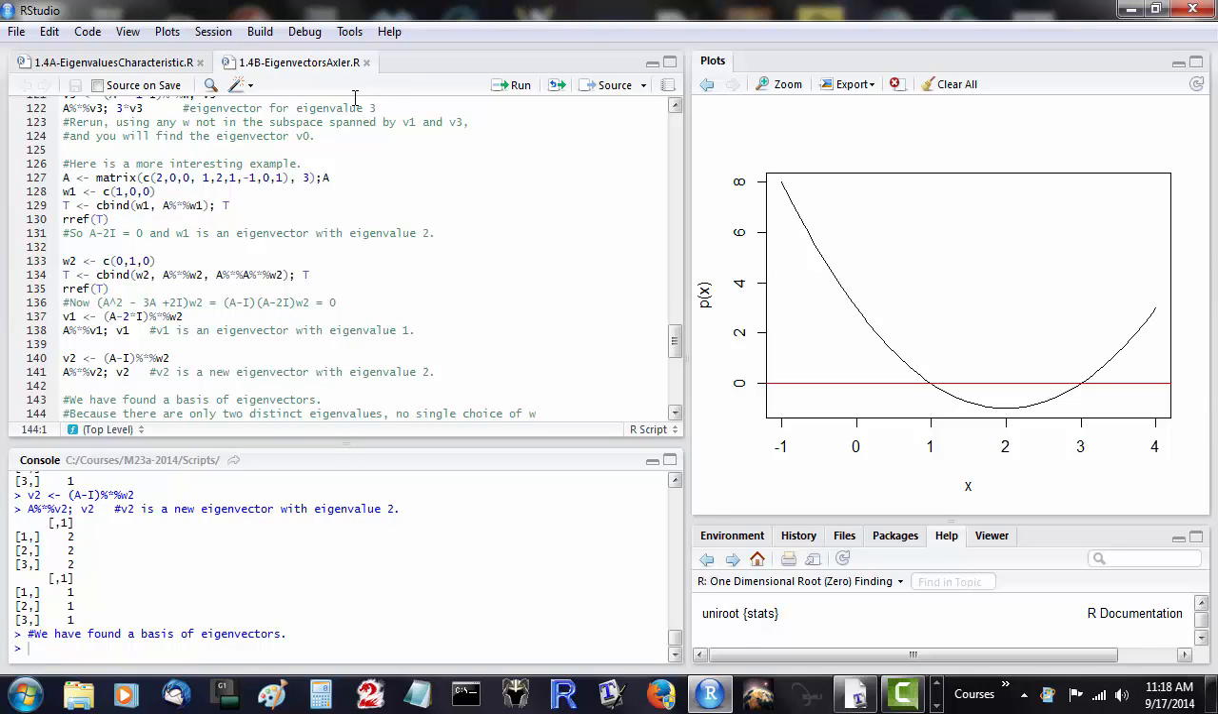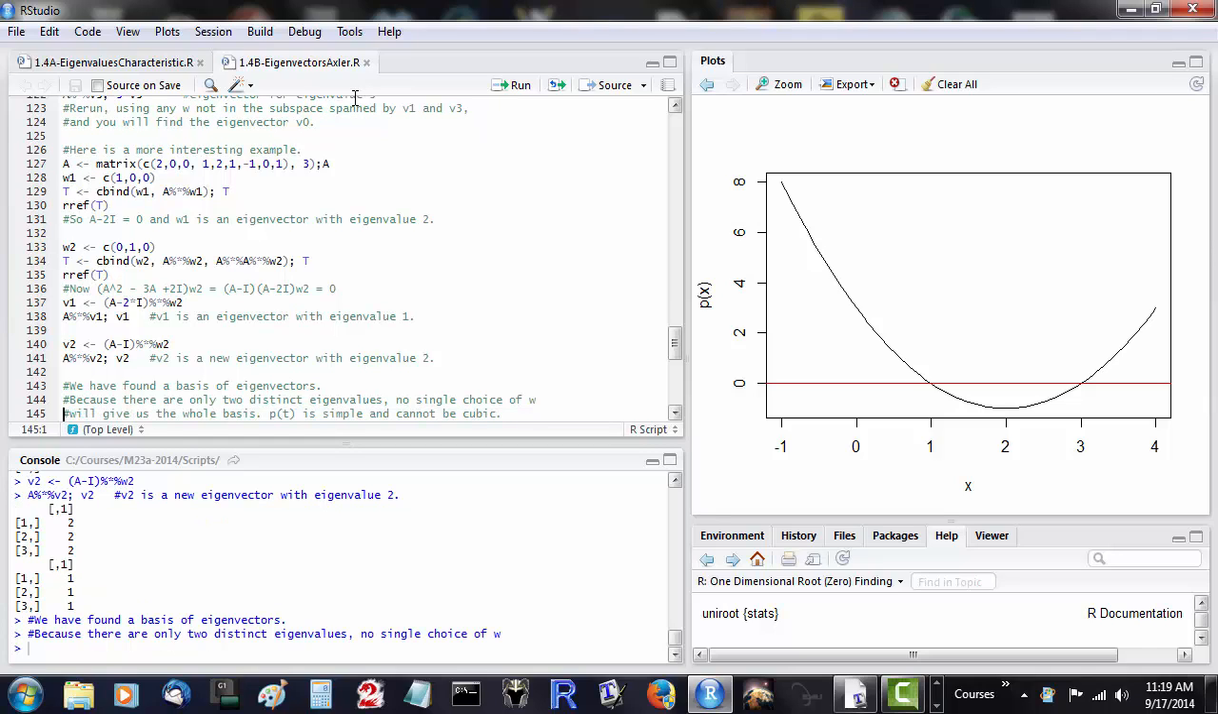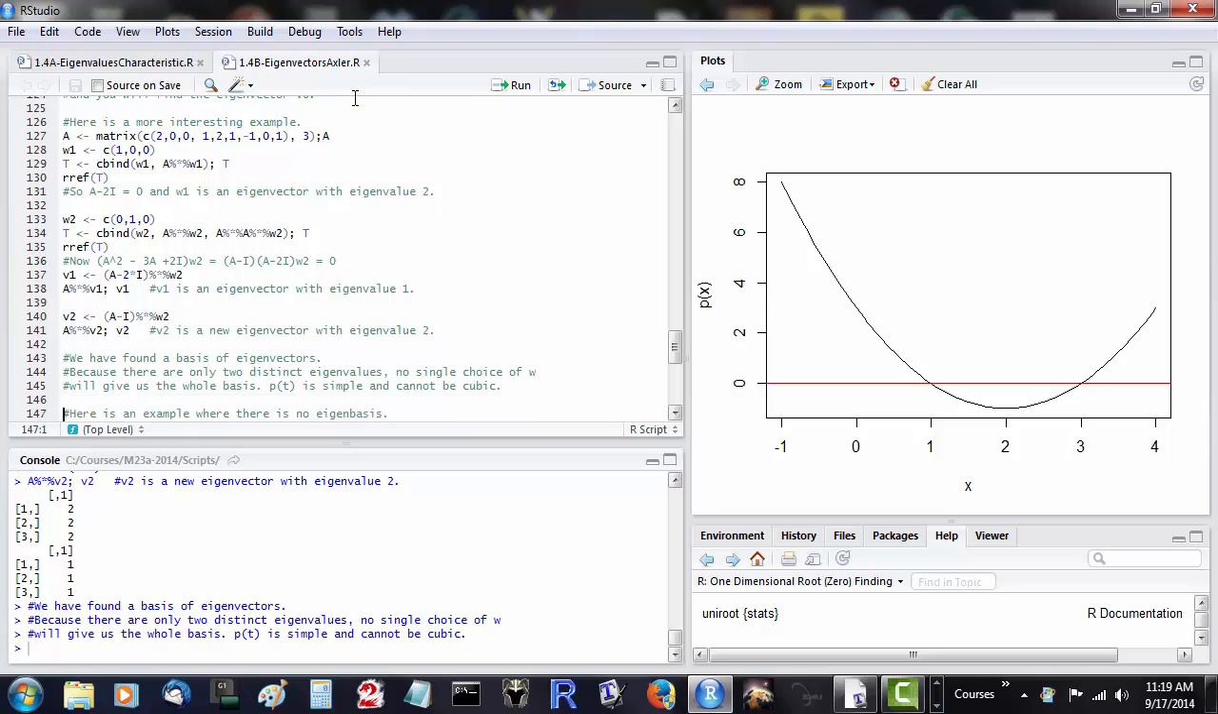In this case, because there are only two distinct eigenvalues, there's no clever choice of W that I can make that will give me the entire basis of 3 eigenvectors. P of t is guaranteed to be simple in each case, and therefore, since there are only 2 possible roots, it can be at most quadratic. It can't be cubic.